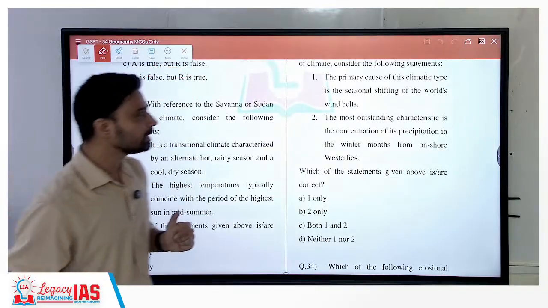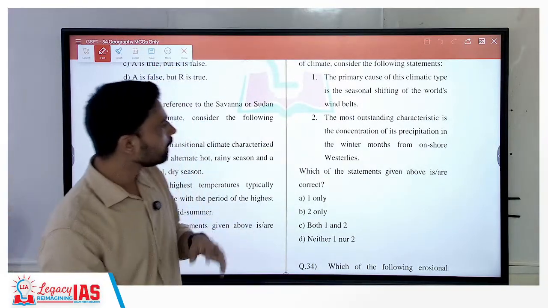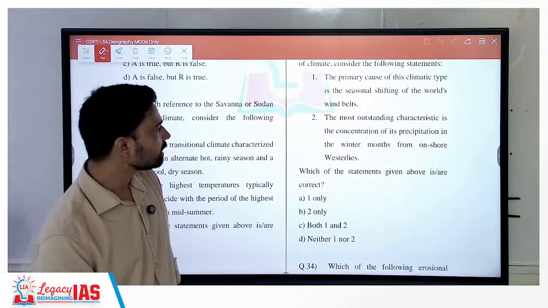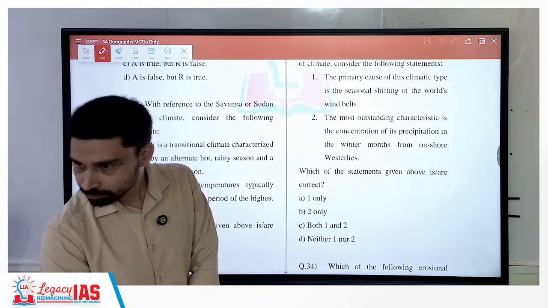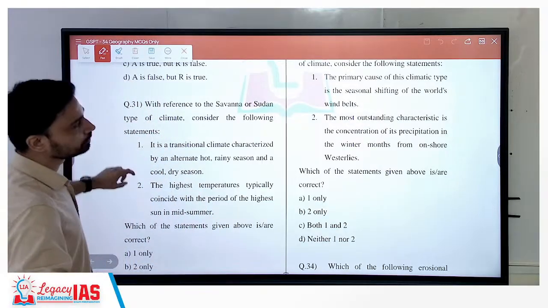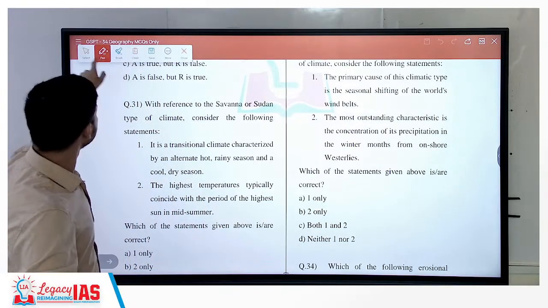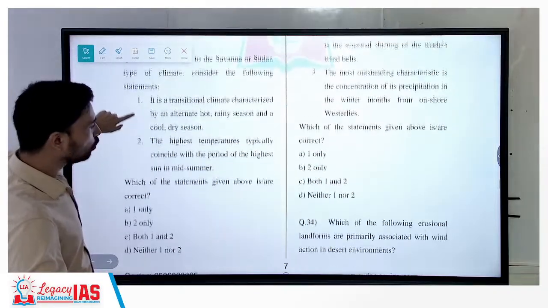So the primary cause of this climate type is the seasonal shifting of the world's wind belt. The most outstanding characteristic is the concentration of its precipitation in the winter months from onshore westerlies. So what is the correct option? C. That's the correct option. Both 1 and 2, C.